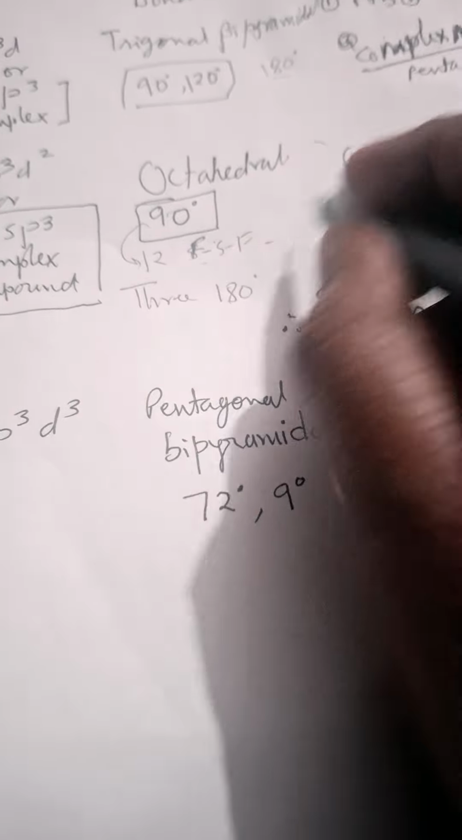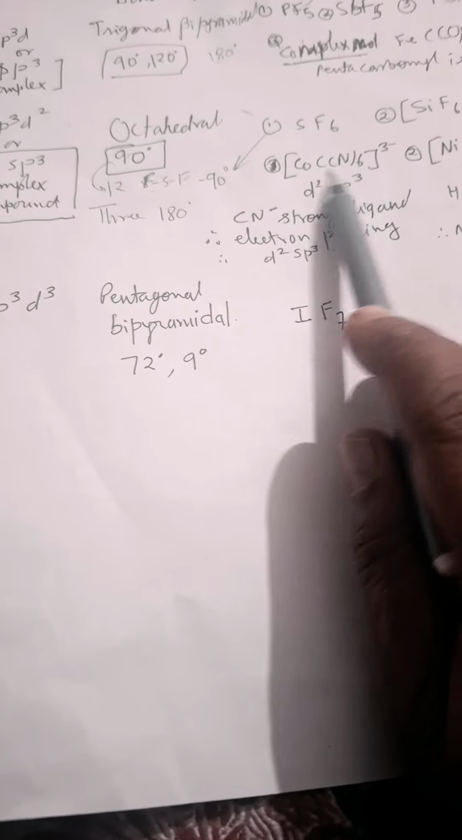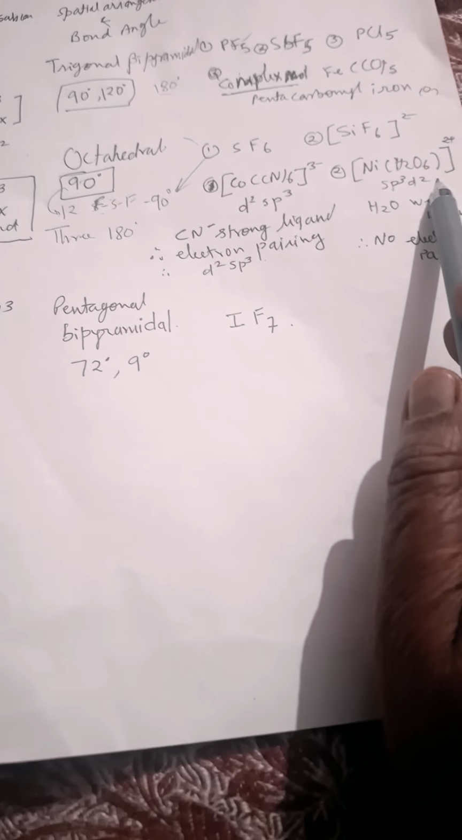Okay, the 12 F-S-F bonds, I am giving an example, are of 90 degrees. When we discuss this, I am writing F-S-F, and otherwise you can use this also. So these are complexes. Here this is d2sp3 hybrid, this is sp3d2 hybrid, because this is a strong ligand, so pairing will be there, so d2sp3 hybridization. Water is a weak ligand, so pairing will not occur, so this is an outer orbital complex. When electron pairing occurs, at that moment we will get an inner orbital complex.